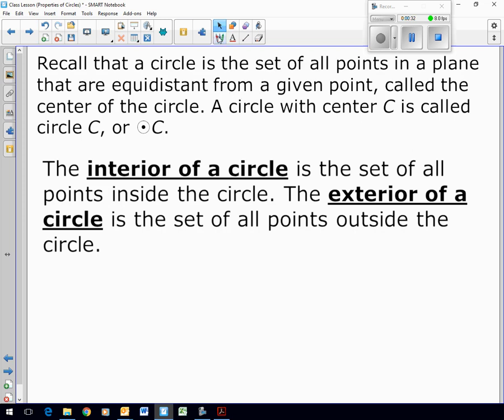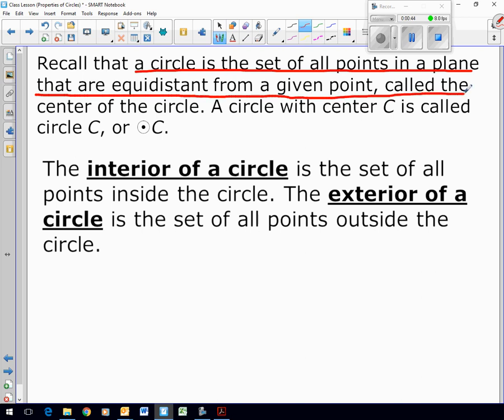A circle, you might want to write this part down, what I underlined. A circle is just the set of all points in a plane that are equidistant from a given point, and we call that point the center of the circle. Interior is inside the circle. Exterior is outside the circle. Move on.